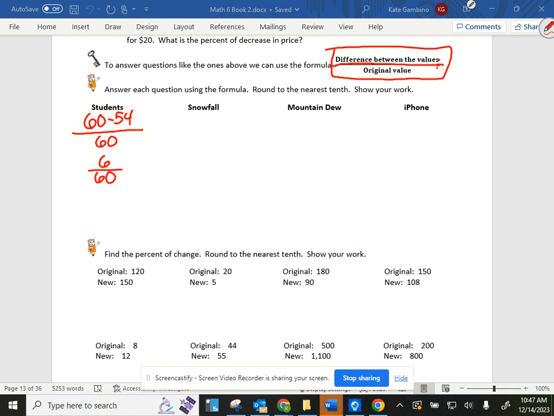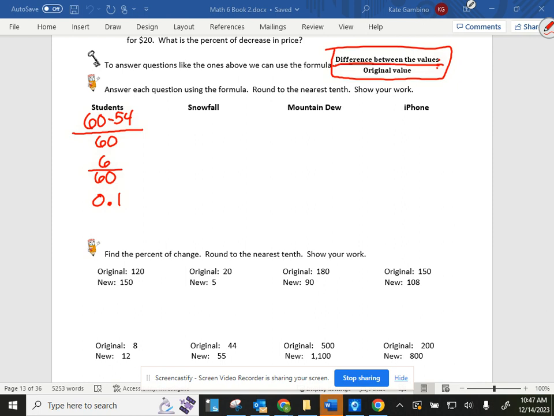And what do you get, Connor? 6 divided by 60 is not 10. What is 6 divided by 60? Come on now. 0.1. Big difference. We want that decimal because the question is asking what is the percent of change. So we need that decimal to know a percent.